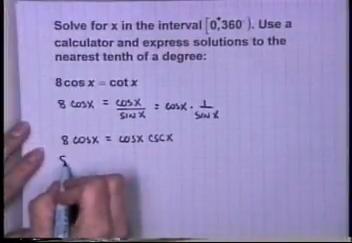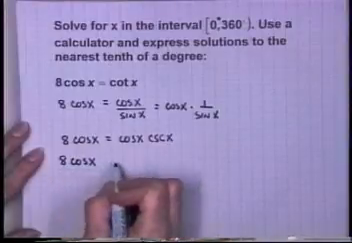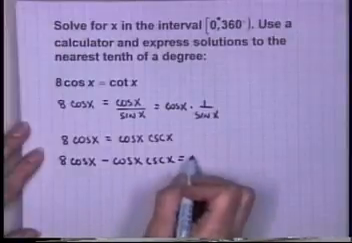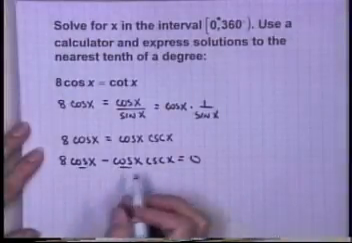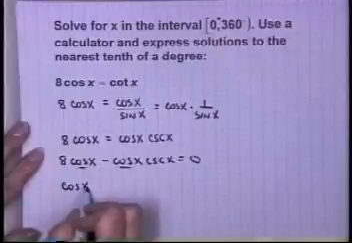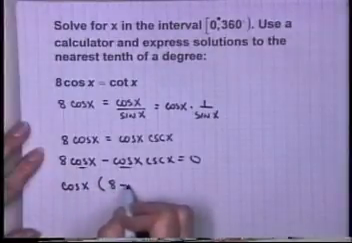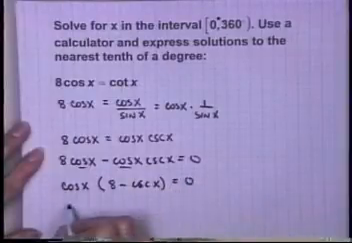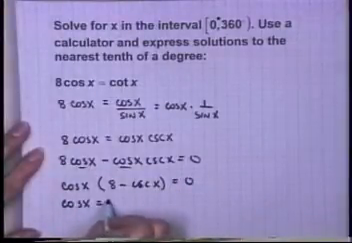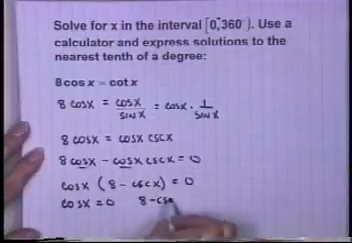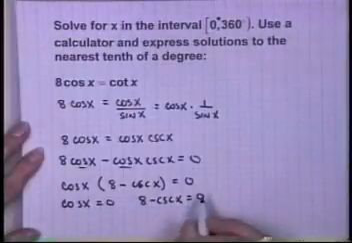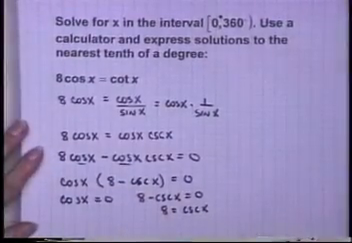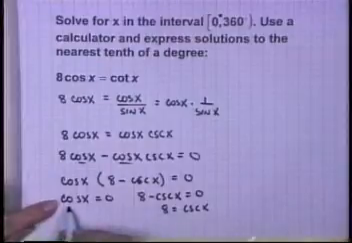Now, let's subtract this to get everything over here and equal to 0. Now I have this common factor of cosine x, so I'm going to factor that out, 8 minus cosecant x. So I have cosine x equals 0, or 8 minus cosecant x equals 0. Of course, here we're going to get 8 is cosecant x.